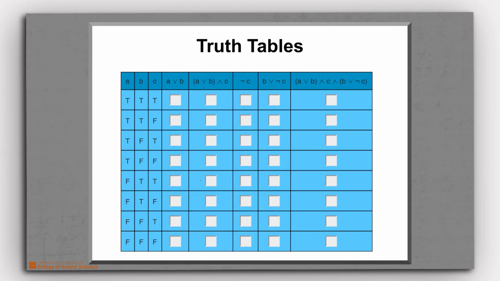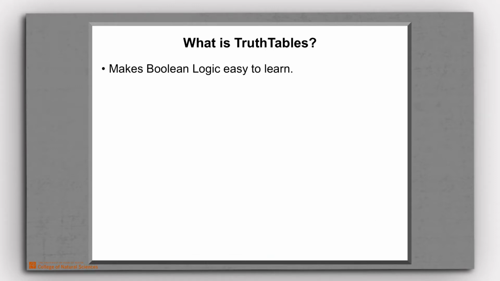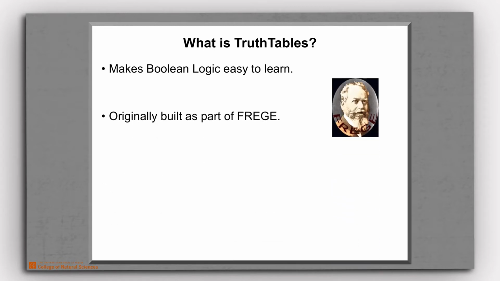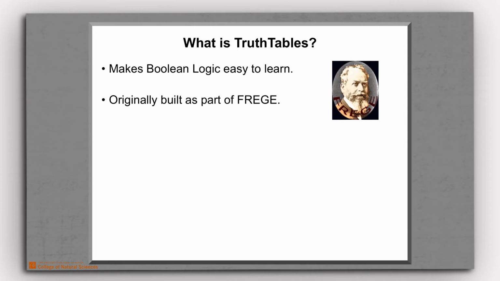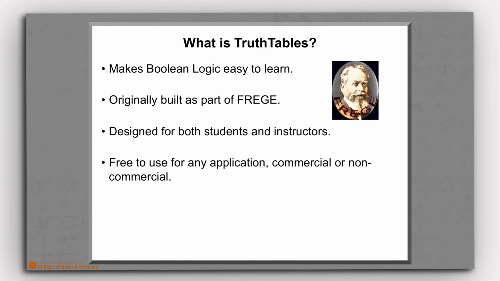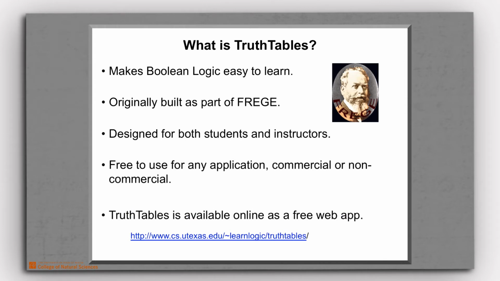We're here today to present our web application, Truth Tables. So what is Truth Tables? Truth Tables is a web app that makes Boolean logic easy to learn. It was originally built as part of Frege and was designed for both students and instructors. It's free to use for any application, commercial or non-commercial, and it's available online to anyone as a free web app. So let's try using Truth Tables.